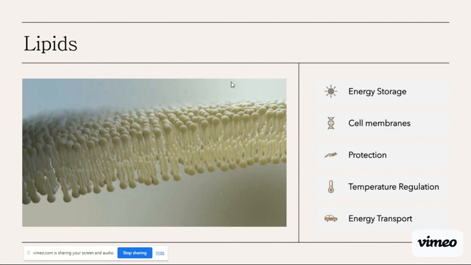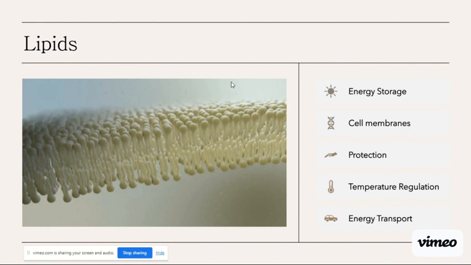Next up, we have lipids, which serve many important functions in cells. Starting with energy storage, lipids like triglycerides and fatty acids are highly concentrated energy storage. They are broken down to provide ATP molecules when needed.